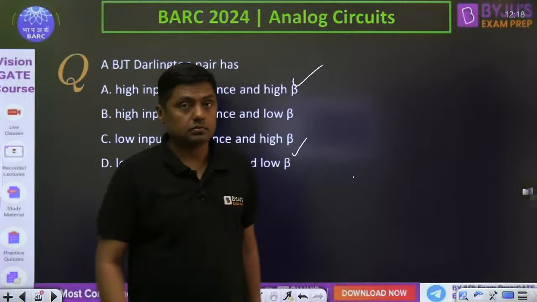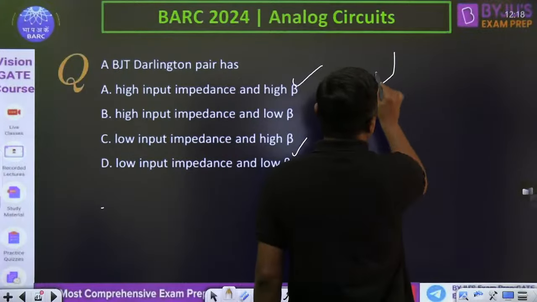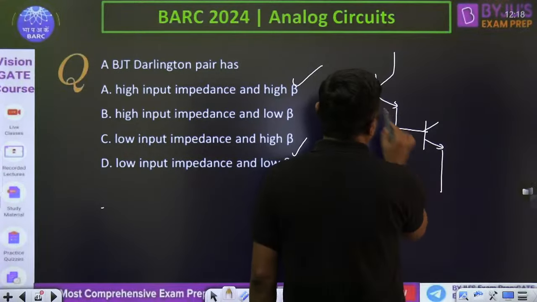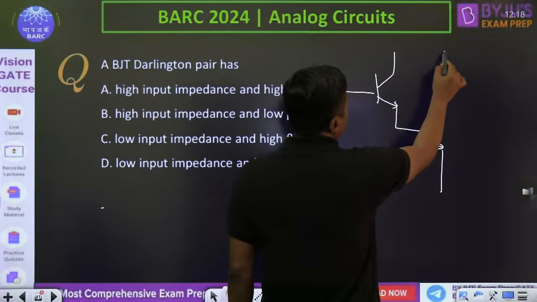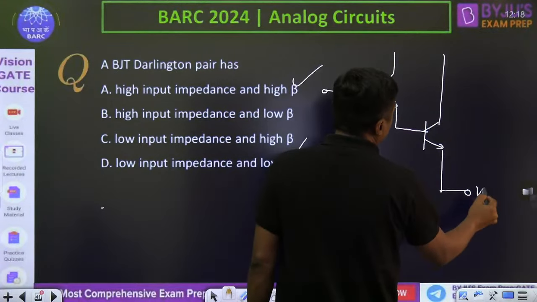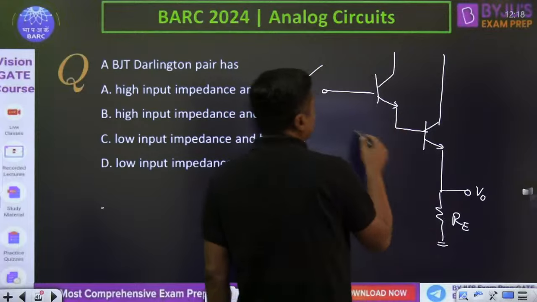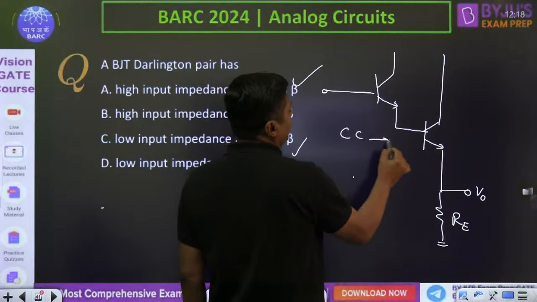Darlington pair. What is Darlington pair? Common collector followed by common collector. That is called Darlington pair. We are getting the output from this. This is called Darlington pair. Common collector followed by common collector.